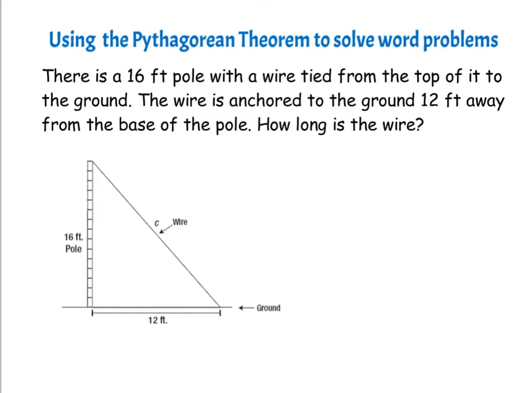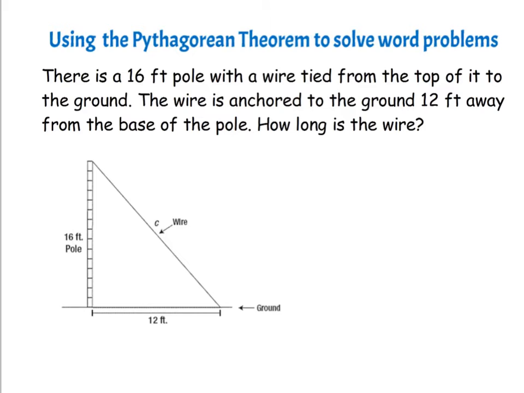Today we're going to take what you learned about the Pythagorean theorem and using it with right triangles and apply them to real-world problems. So there is a 16-foot pole with a wire tied from the top of it to the ground. The wire is anchored to the ground 12 feet away from the base of the pole. How long is the wire?